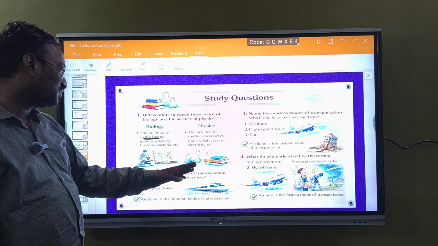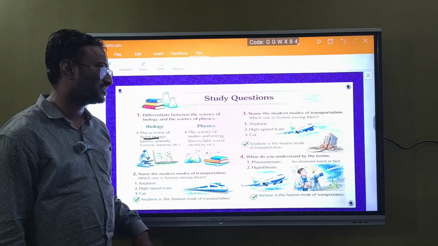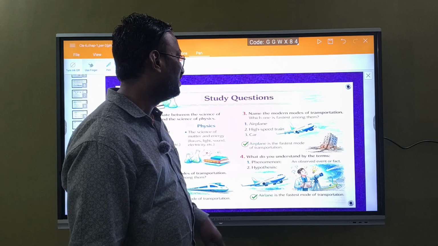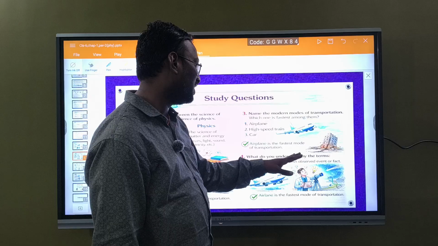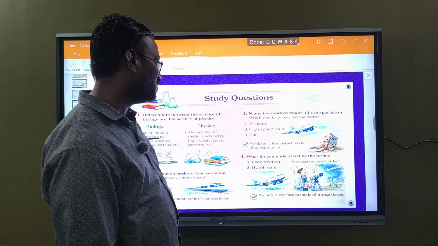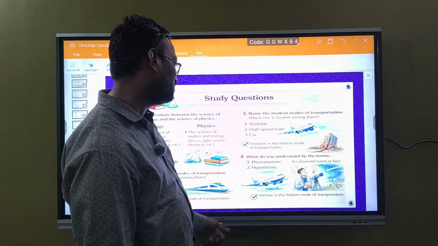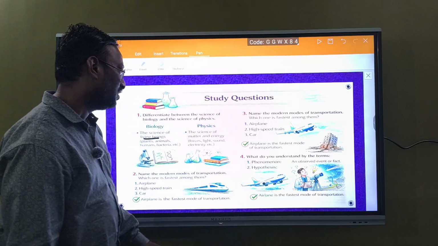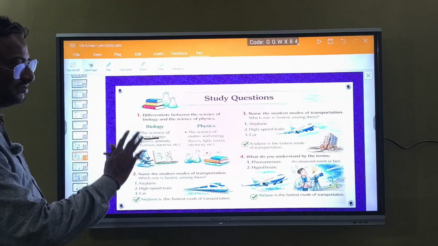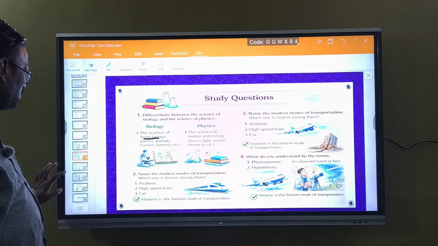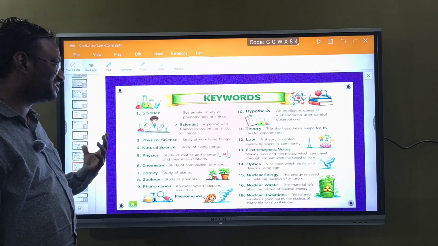Name the modern modes of transportation. We have already discussed this in the previous slide, so there is no need to repeat. What do we understand by the terms phenomenon and hypothesis? An observed event or fact we call a phenomenon. We will discuss such things in the next part.